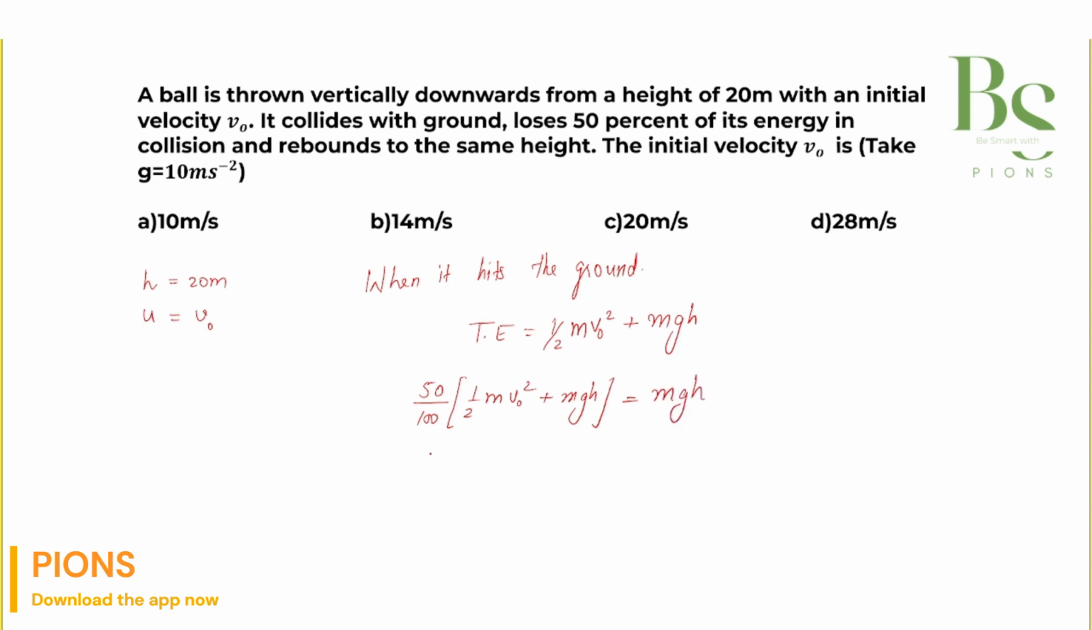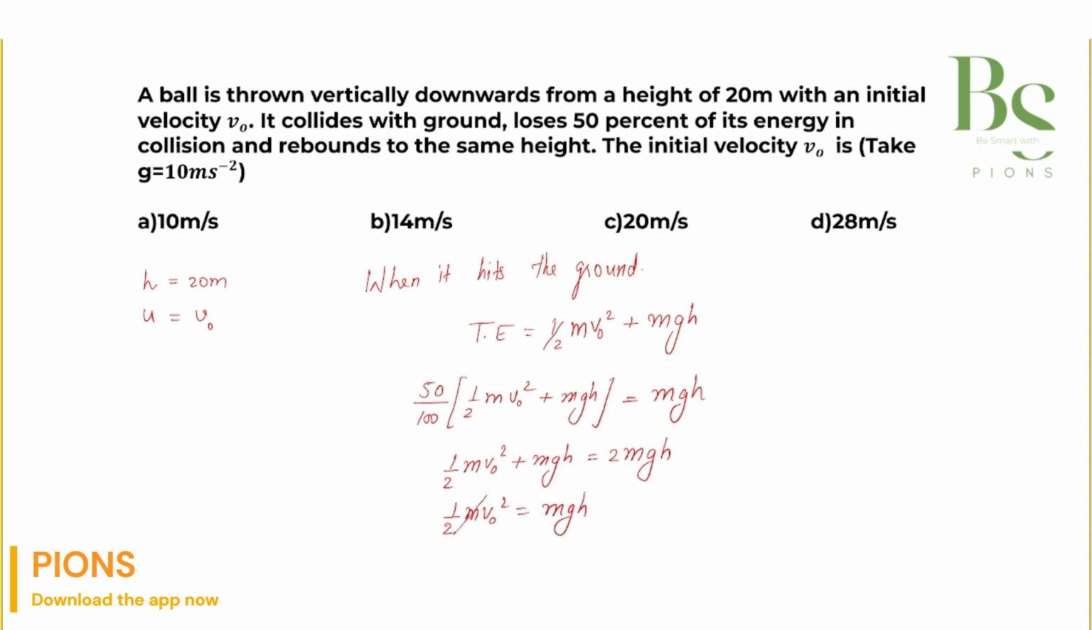Now 50 by 100 is 1 by 2. Let's take that 2 on the other side. So half mv0 square plus mgh, and 50 by 100 is how much? 1 by 2. I am taking that 2 on the right hand side, it will become 2 mgh. Let's take this mgh on the right hand side. So half mv0 square will be equal to 2 mgh minus mgh, which is mgh.